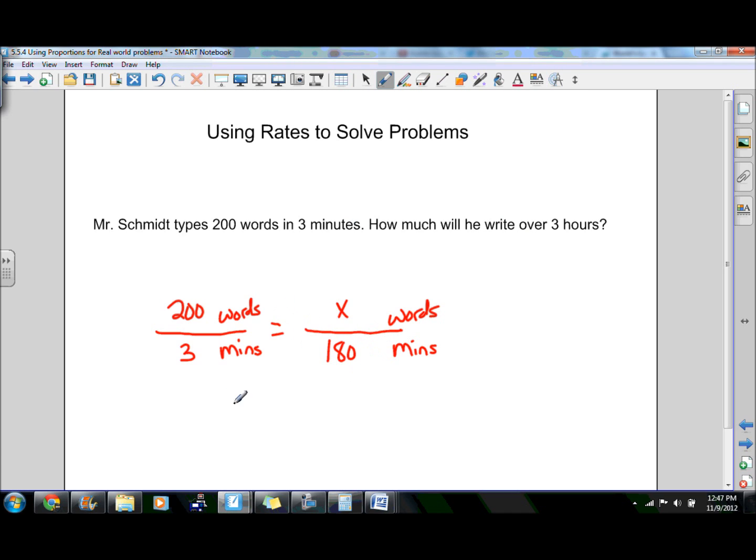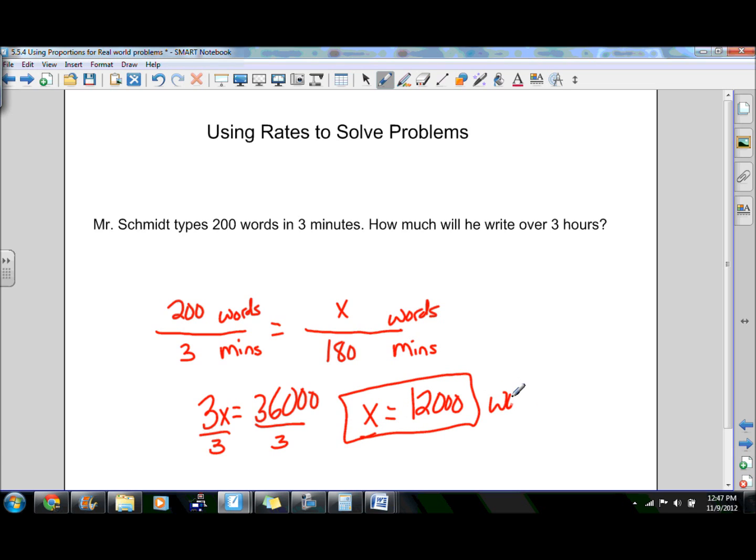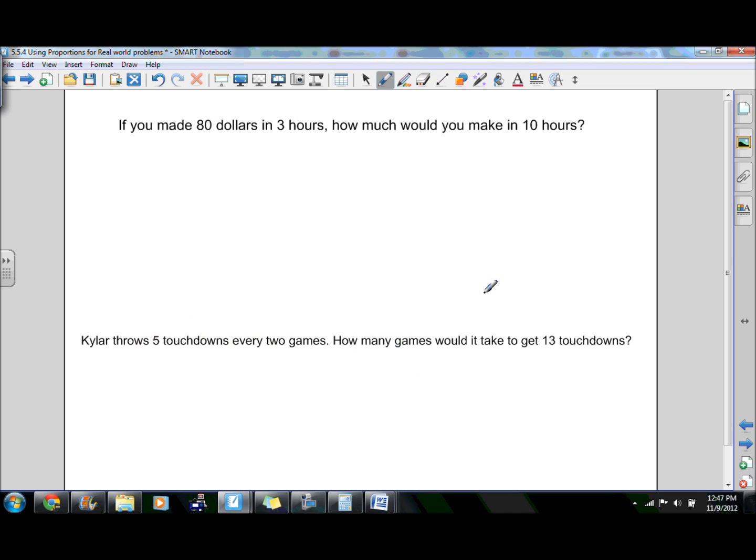So now I do the same thing I did before. I get 3x equals, let me see, 3, 6, and 3 zeros. And now I divide by 3. So I get x equals 1, 2, 3. So I would get 1,200 words. So all you're doing is, once again, creating these ratios and then solving the problem. Here are two that I want you to try on your own.